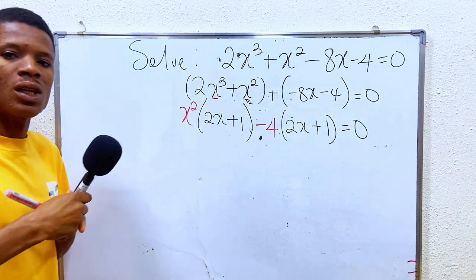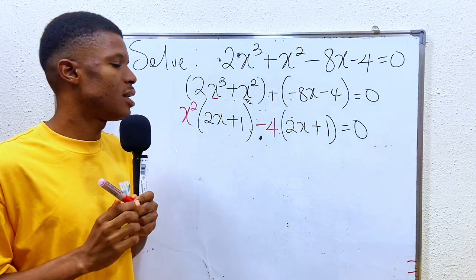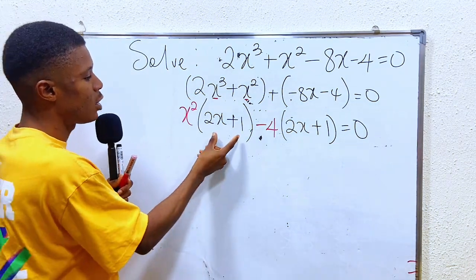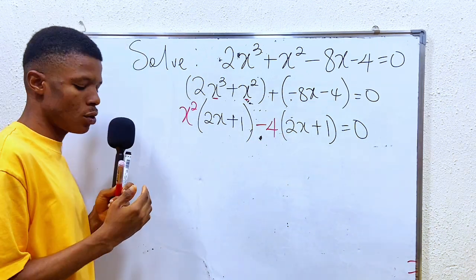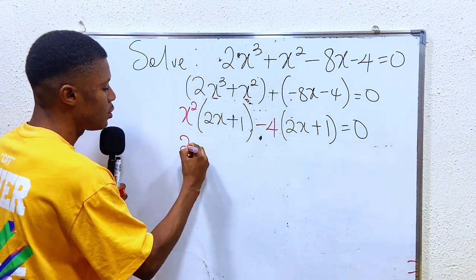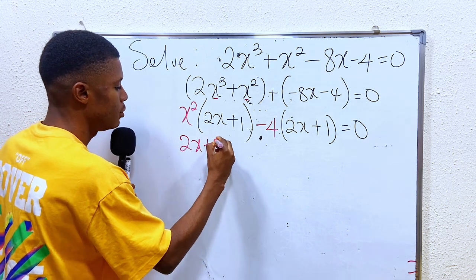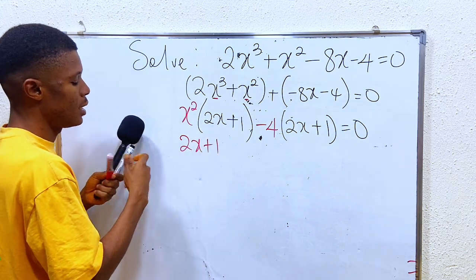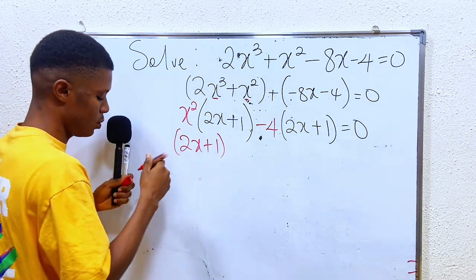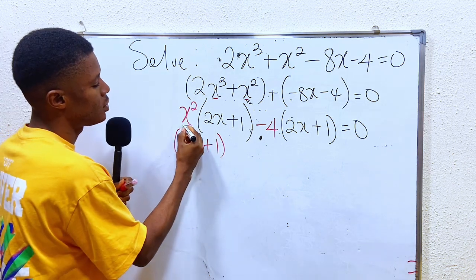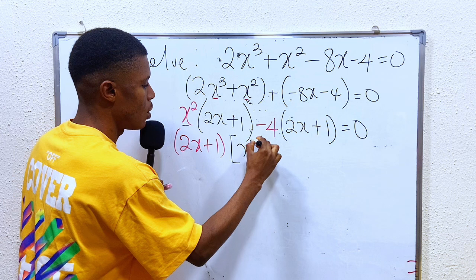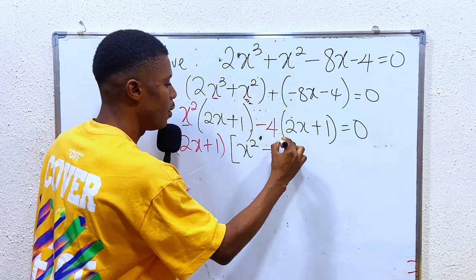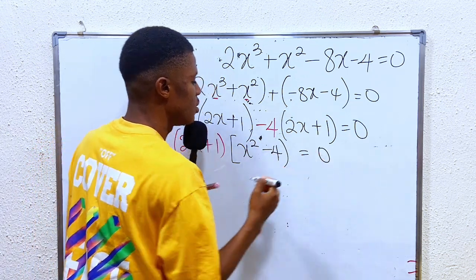Since we have this term, you observe that we have a common term, 2x plus 1 and 2x plus 1. So we can factor it out. So if I factor out 2x plus 1, you can now see we are left with x squared. So we have it as 2x plus 1 into x squared minus 4, and that's equals to 0.